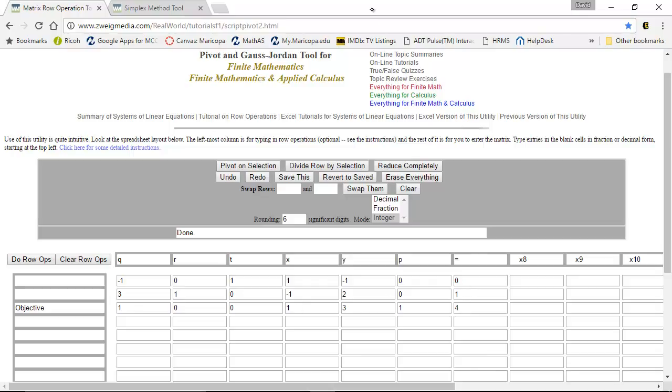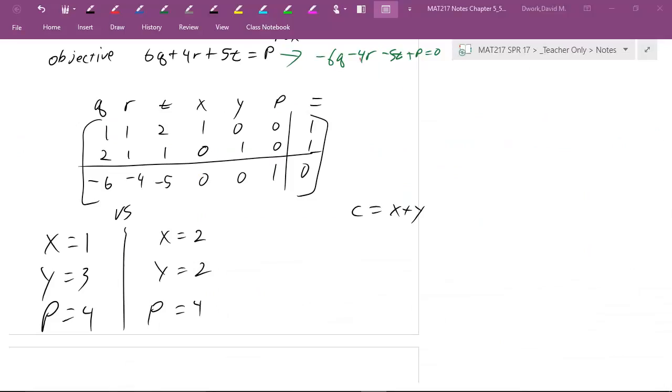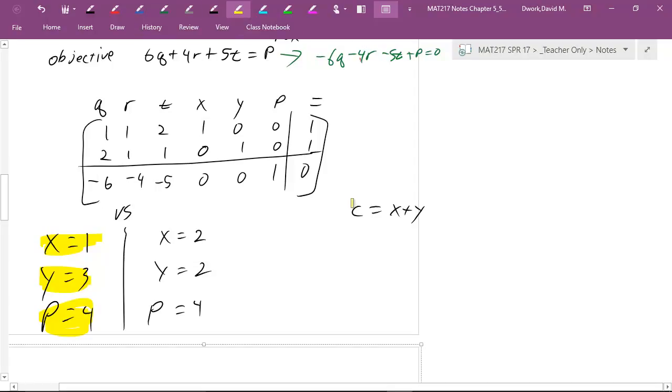So we just had two different answers, and I'm going to write those down. Just as a refresher, one pivot gave us x equaling 1, y equaling 3, and c equals 4. I apologize, it's a c, not a p. And then the other one was 2, 2, and 4.